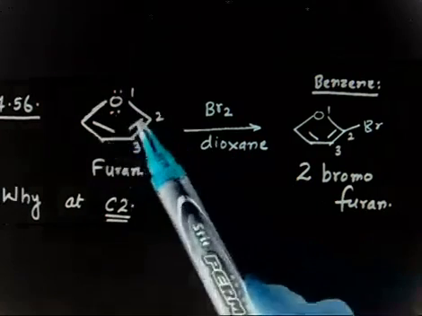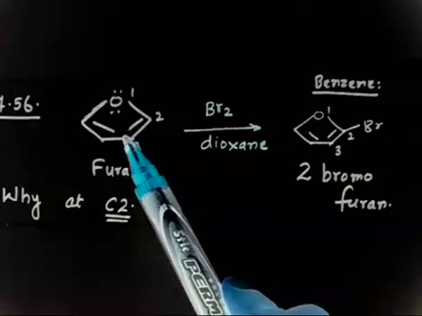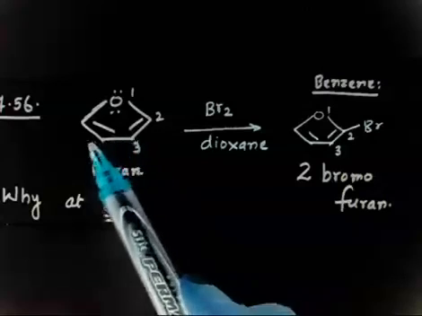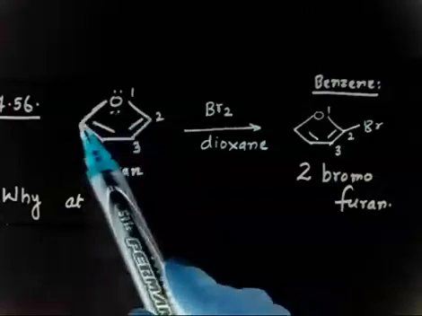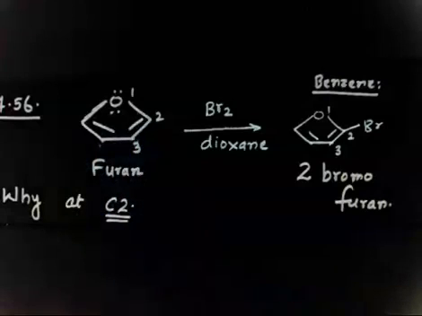So you see there are two kinds of position, this position and this position. Basically this position and this position are identical, equivalent. This position and this position are equivalent. So why does it add at position number 2, why not at position number 3? Now you know the answer.